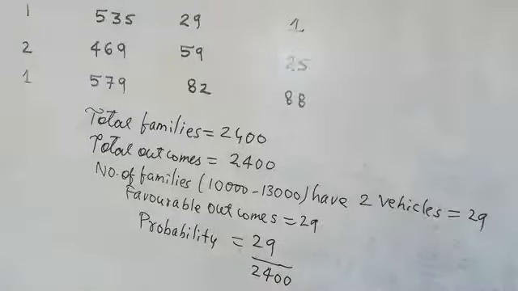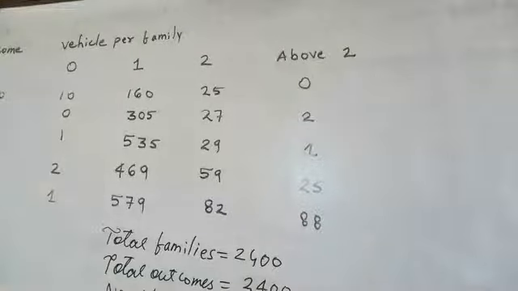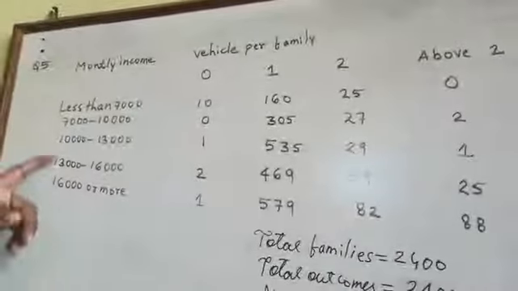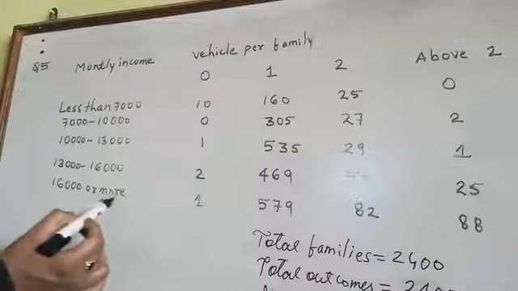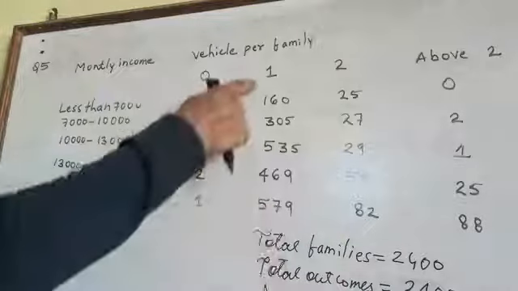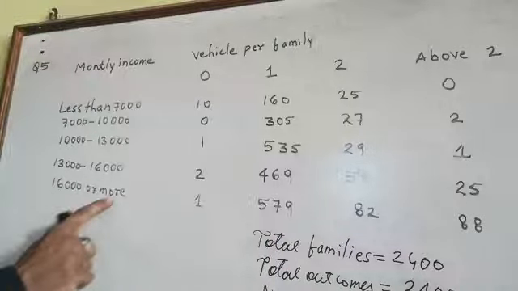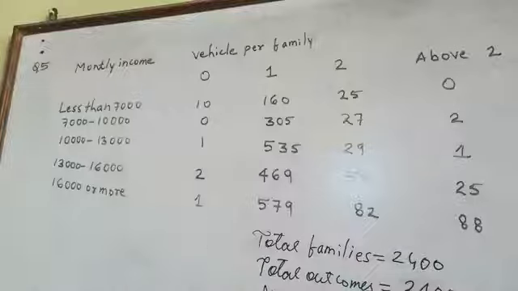In the next question, we have to find the probability of families having income of 16,000 or more per month and having only one vehicle. So we have to find the families earning 16,000 or more and having only one vehicle. Such families are 579, so this will be our favorable outcome.